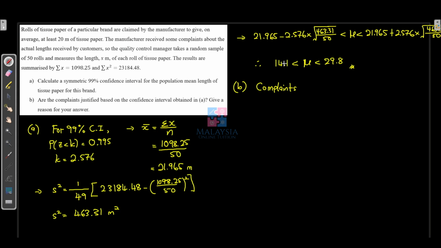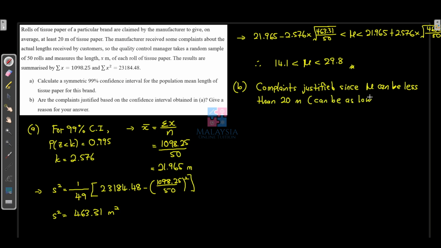So the complaints are justified because it can be as low as 14.1, meaning anything less than 20. Okay, so we can say complaints justified since mu can be less than 20 meters. You can just say it like that, can be less than 20 meters, or you can say can be as low as 14.1 meters.